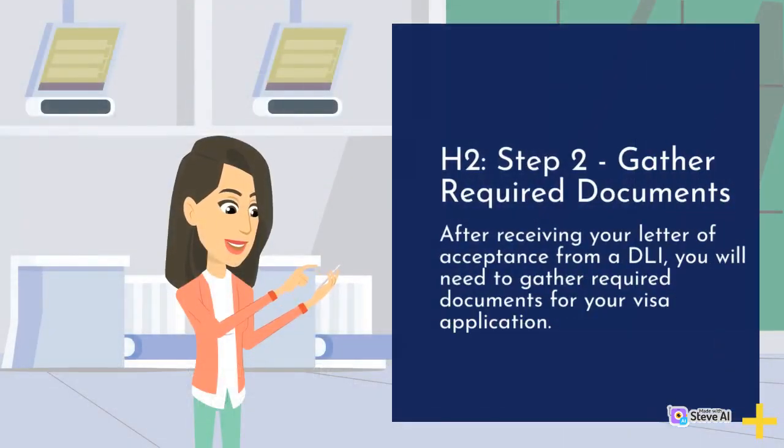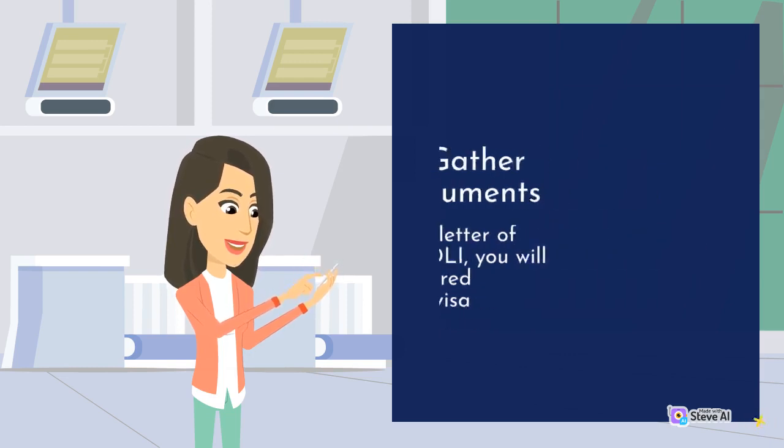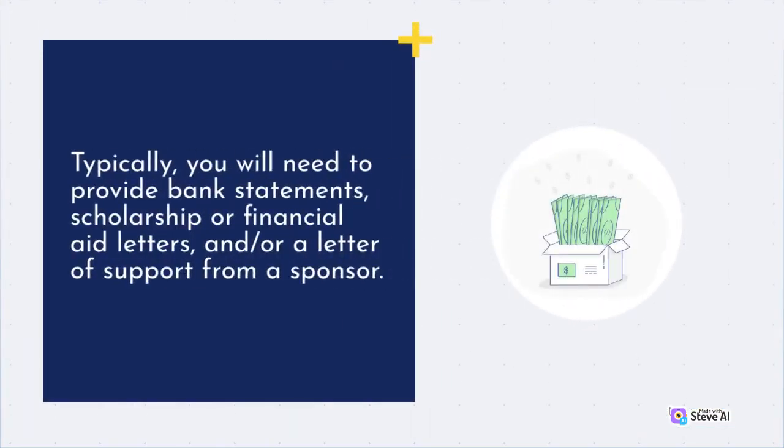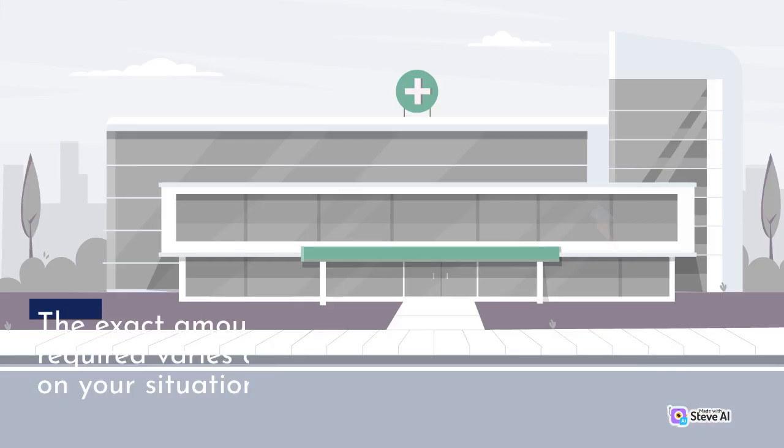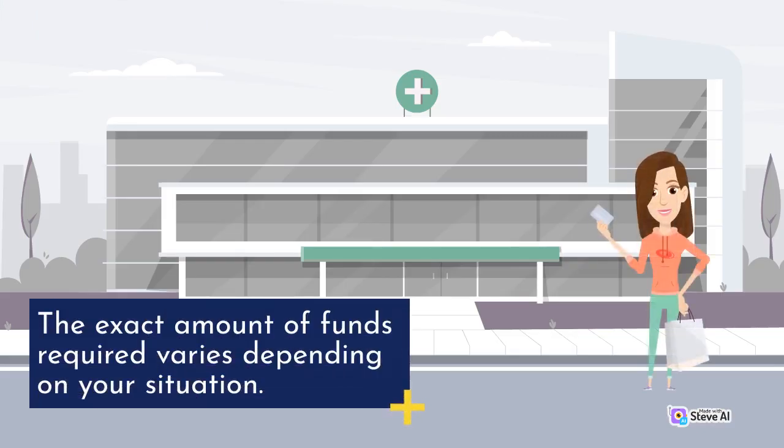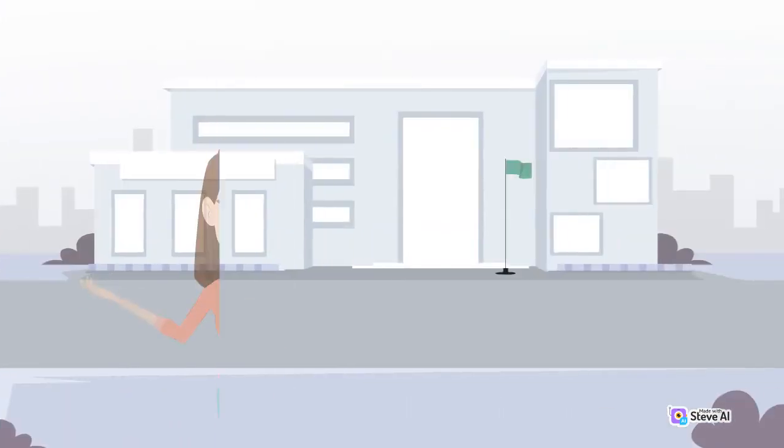Step 2. Gather required documents. After receiving your letter of acceptance from a DLI, you will need to gather required documents for your visa application. Typically, you will need to provide bank statements, scholarship or financial aid letters, and/or a letter of support from a sponsor. The exact amount of funds required varies depending on your situation.